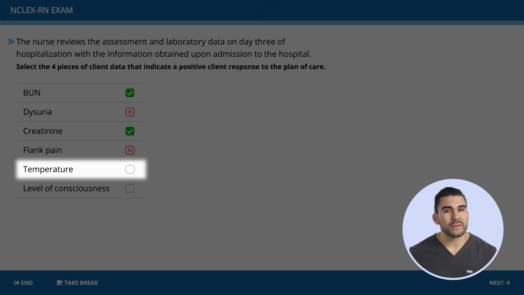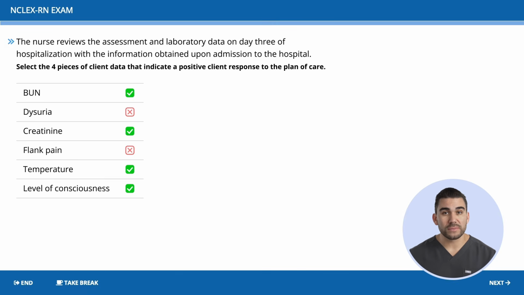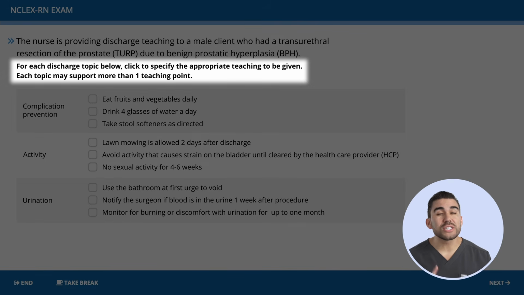How about the last two here? The temperature. Well, the temperature is still mildly elevated at 99.2, but it's down significantly from 101.2. And the level of consciousness is also correct, because previously the client was confused, and now they're AO times 4. This question's asking for each discharge topic below, click to specify the appropriate teaching to be given.